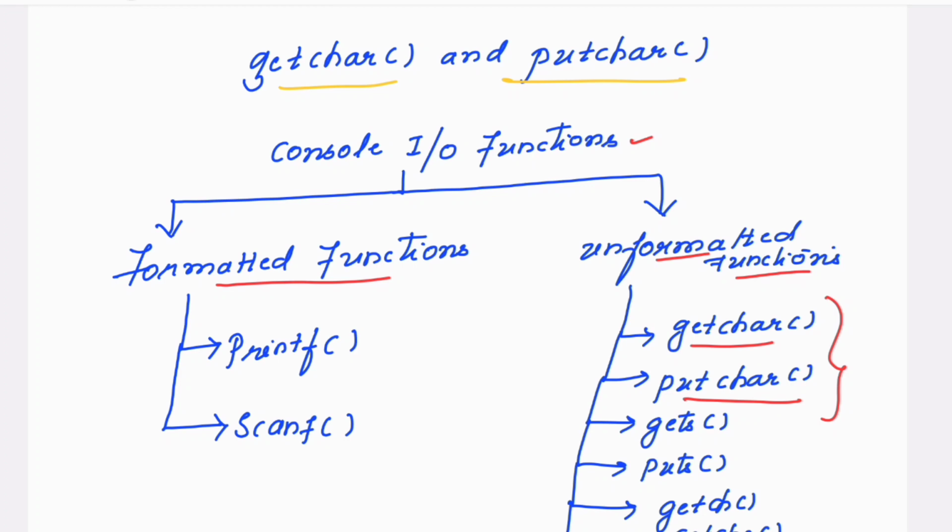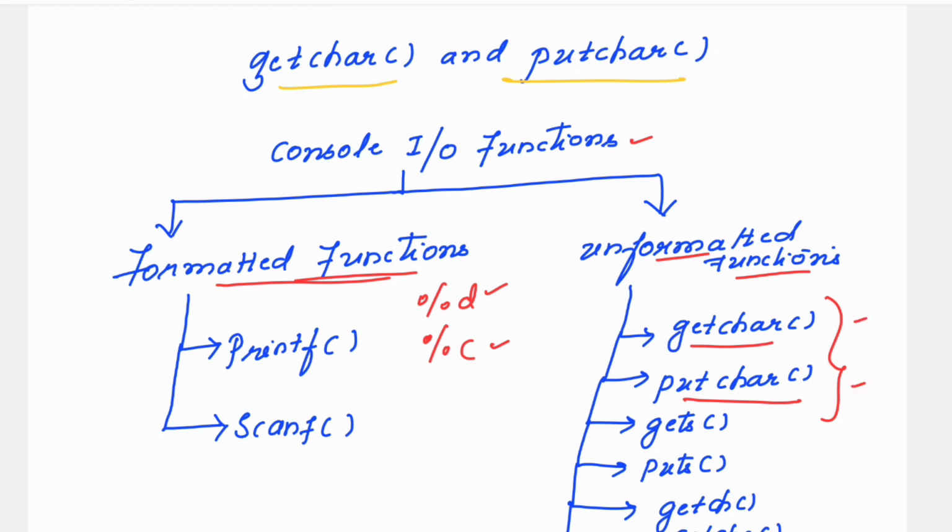Formatted functions are those wherein the input data, that is the data that is entered, has to be presented in a specified format, arranged in some specified format. For that you make use of format specifiers in scanf, such as %d for the integer data type and %c for the character data type. At present I wanted to tell you about the getchar and putchar functions.